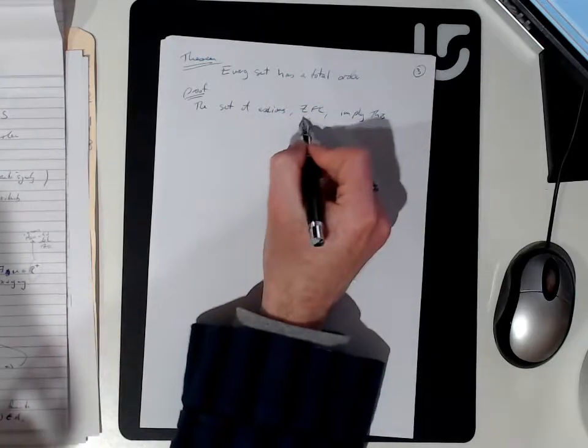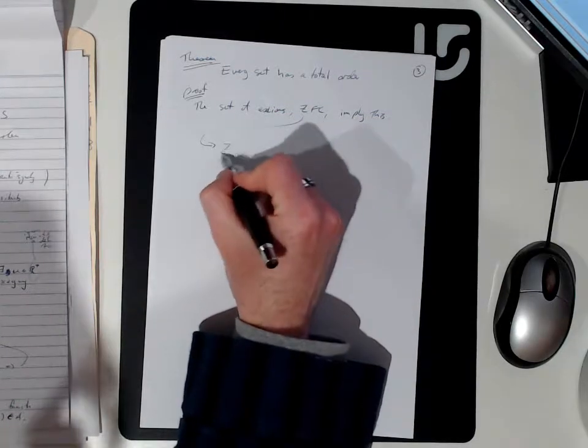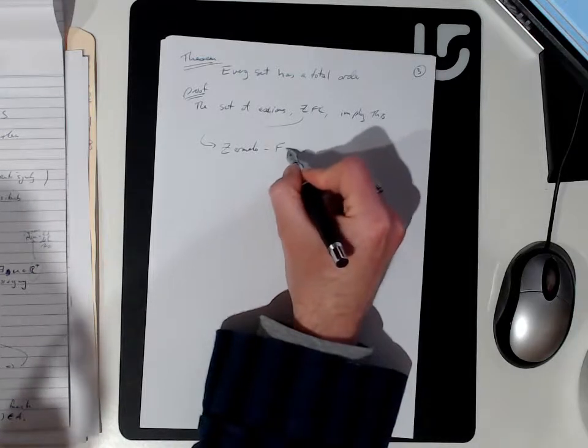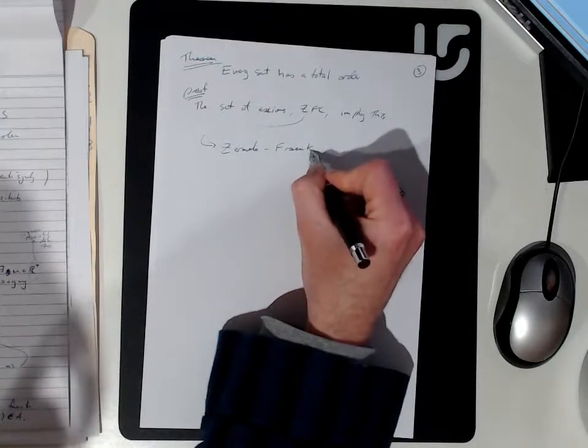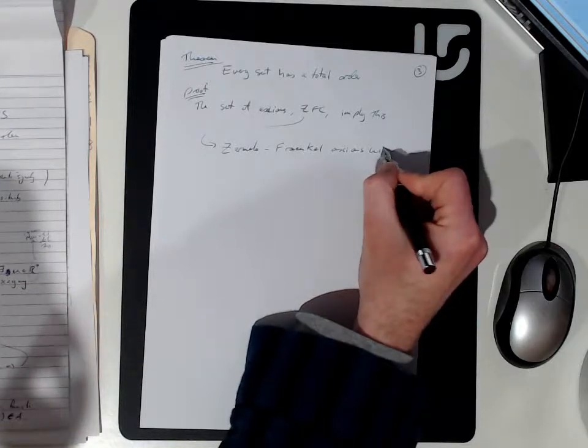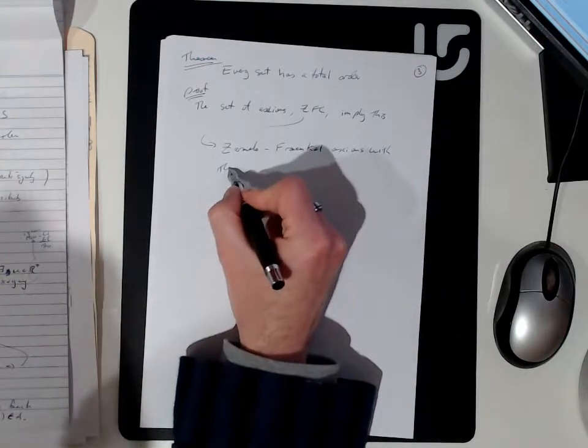Okay, so what's ZFC? Let's give a little more detail. These are called the Zermelo-Fraenkel axioms with the axiom of choice.